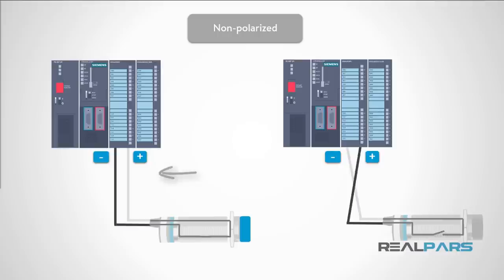On the left, the white wire is connected to the positive terminal of the digital input channel, and the black wire is connected to the negative terminal. Because the device is non-polarized, the wires could be connected in the opposite configuration and still provide the correct indication of its state in the PLC. This is depicted in the drawing on the right.